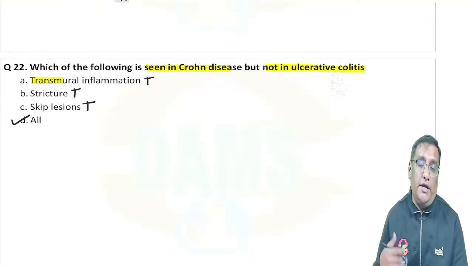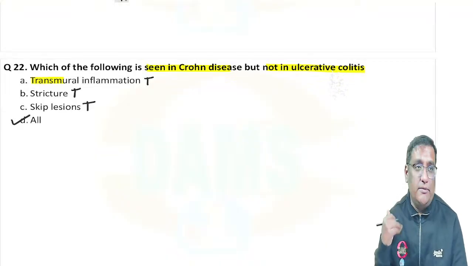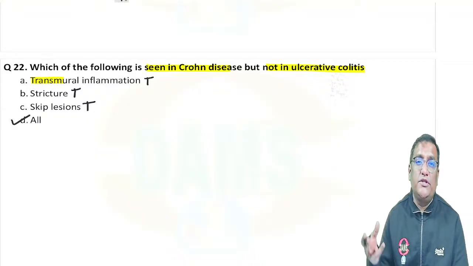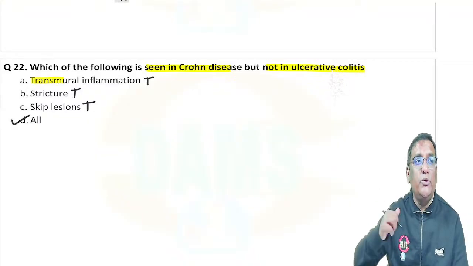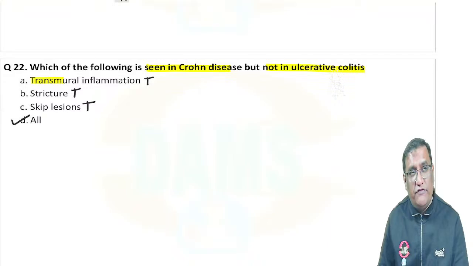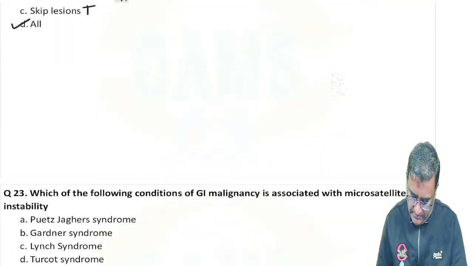Ulcerative colitis will be continuous. Only inflammation will be in mucosa and submucosa. Right? Yes. Because there is a transmural inflammation, there will be transmural fibrosis and that will lead to stricture. And fissures and fistula are also seen in Crohn disease, not in ulcerative colitis.